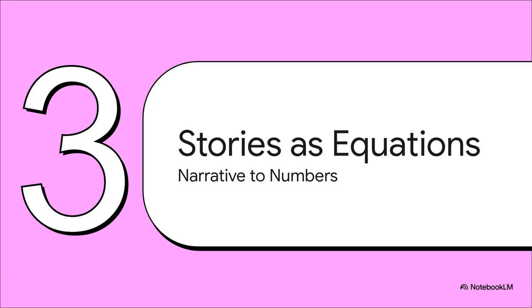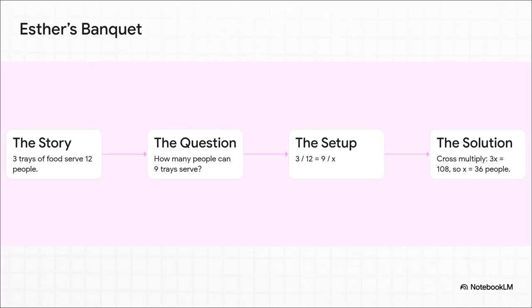Okay, so we've got the concept down. Now let's get to the heart of the method, seeing how these famous, well-known stories are translated directly into solvable math equations. Let's use the story of Queen Esther's banquet as a case study. The lesson first sets up a really simple ratio. 3 trays of food for every 12 people. Boom. That's our known relationship.